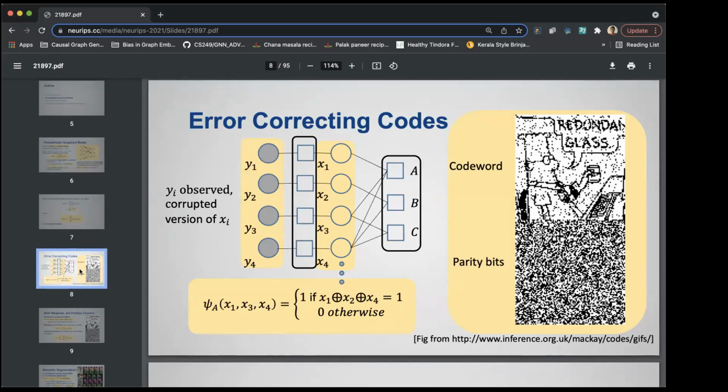So now let's take an example of how this might be used. Take error correcting codes. Does anyone want to try to explain what the different factors here could represent within the error correcting codes problem?